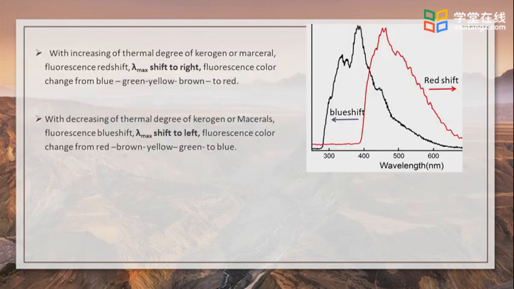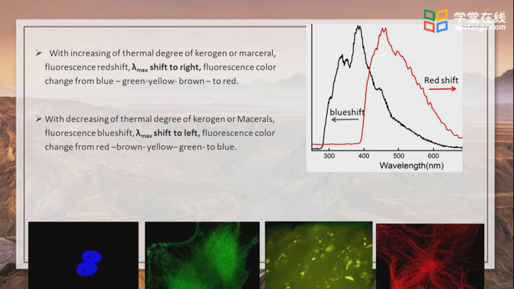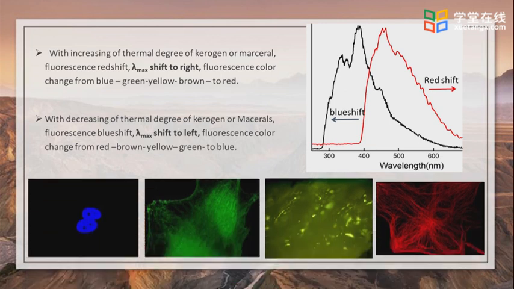With the increasing of thermal degree of kerogen or material, the fluorescence redshift Lambmax shifts to the right, and the fluorescence color changes from blue, green, yellow, and red, as you see here in these images. With the decreasing of thermal degree of kerogen or materials, the fluorescence blueshift Lambmax will shift to the left, and the fluorescence color will change to the opposite side with red, brown, yellow, green to blue.